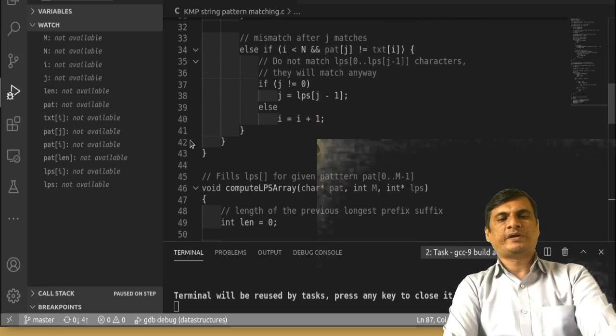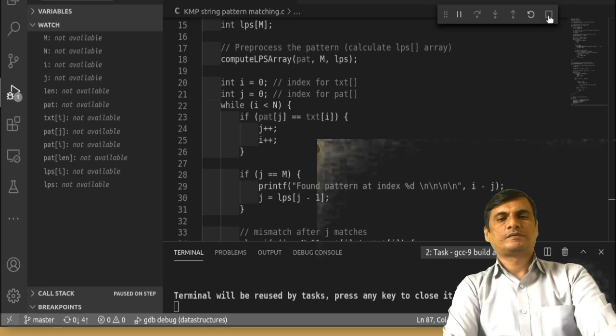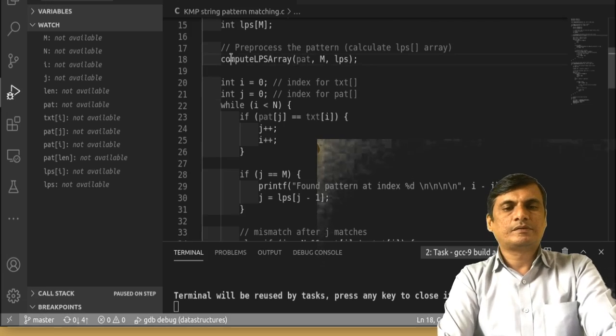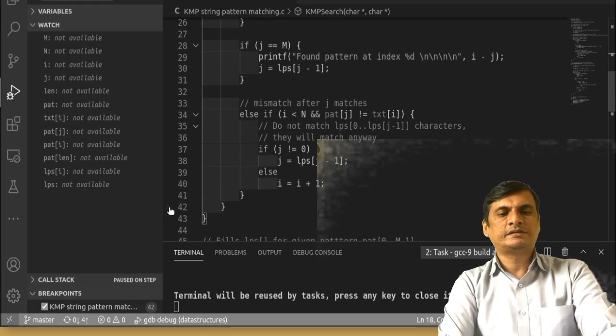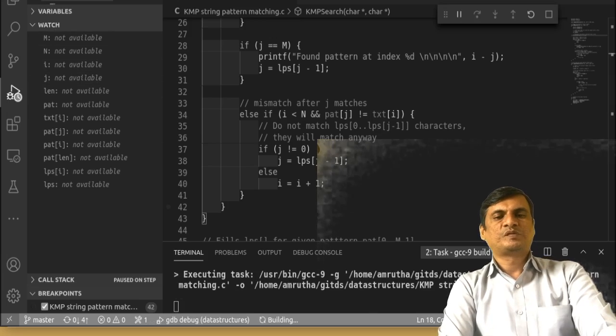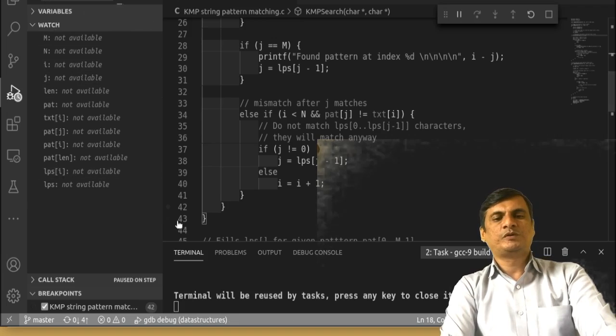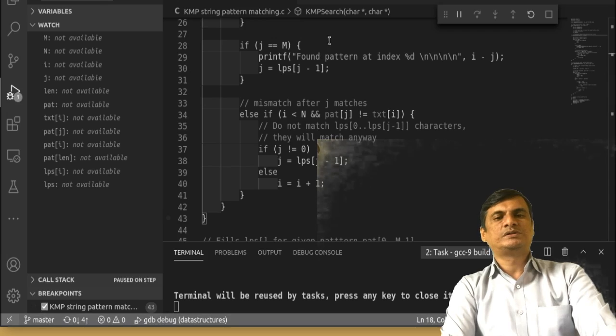We'll take a breakpoint here. So I will put a breakpoint here in this case, and I will start debugging the program. When you start debugging the program with a breakpoint here, it will execute up until this particular position.